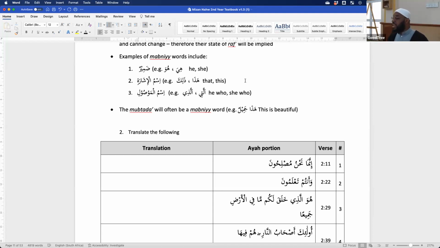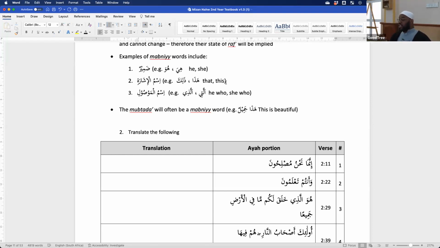How do you translate dhalika al-bab? That door. Isn't it so? Dhalika al-bab. How do you say that is a door? Dhalika babun. That is a door. But how do you say that is the door? Dhalika al-babu. What's the difference? The difference is the way that you read it. It looks exactly the same. The only difference is that the context will tell you this is a khabar. Make sense? So that's a very nice example.